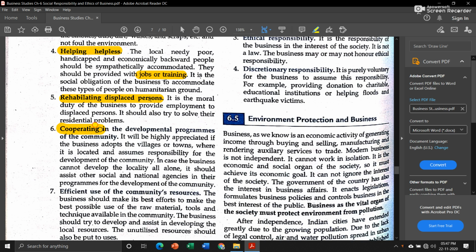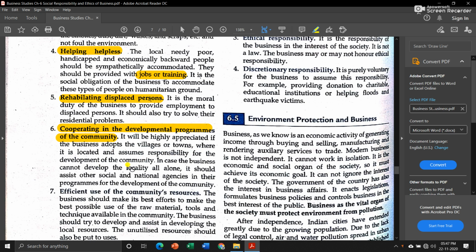The next is cooperating in the development programs of the community. Now there are various schemes or various programs formed for developing a particular area. So as a part of that particular area, business has to see whether they have to take part in those developmental programs. It will be highly appreciated if the business adopts the villages or towns where it is located and assumes responsibility for the development of the community.